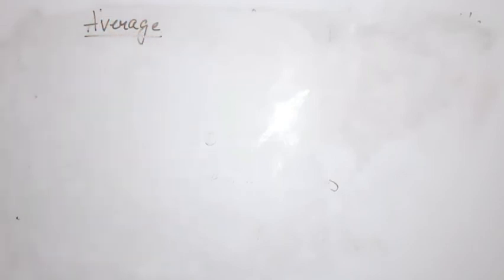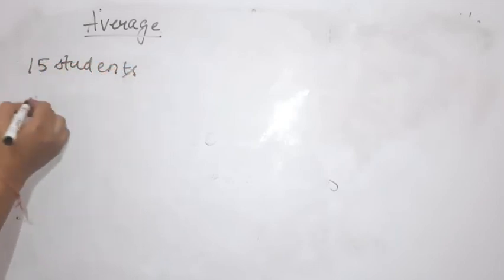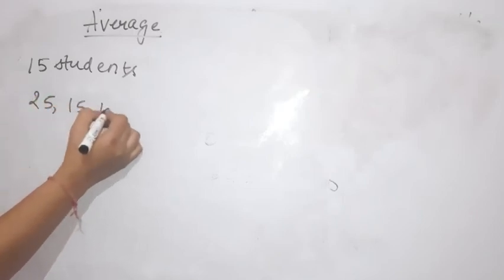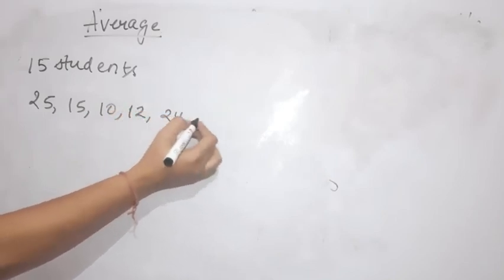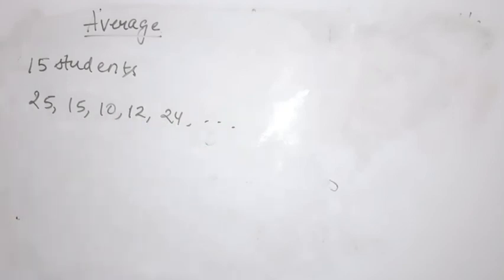Yes, the average of a certain number of values or quantities indicates the equal distribution of that quantity. For example, in a class, if there are 15 students and one student has scored 25, one has scored 15, one has scored 10, one has scored 12, one has 24, and like this all 15 students have scored different marks.